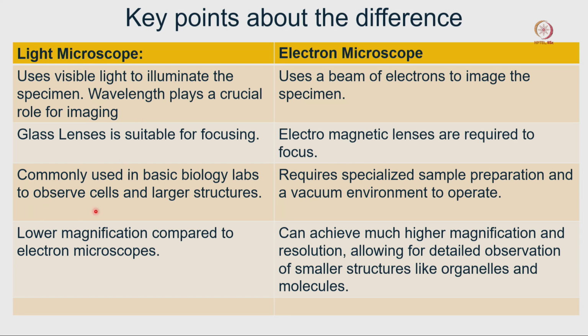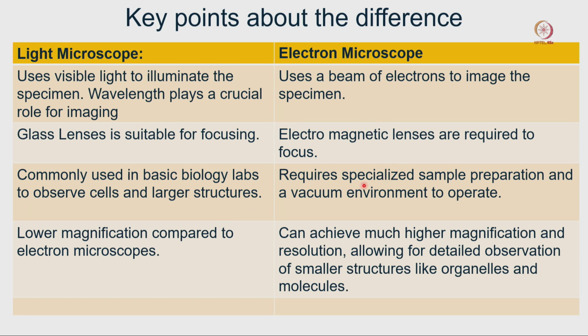In the light microscope, as I mentioned previously, the light wavelength is very large. It is almost 450 nanometers to 750 nanometers. The eye is a wonderful detector for visible light and it is not damaging. That is the reason that in a basic biology lab we use the light microscope to observe the cell and the large architecture of the cell, viruses, bacteria, like that.